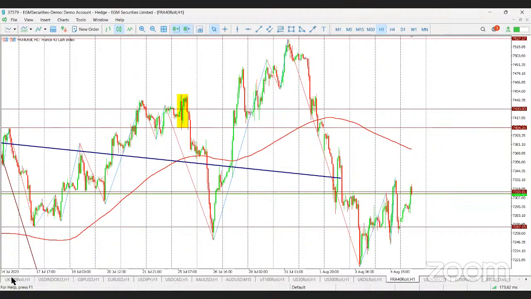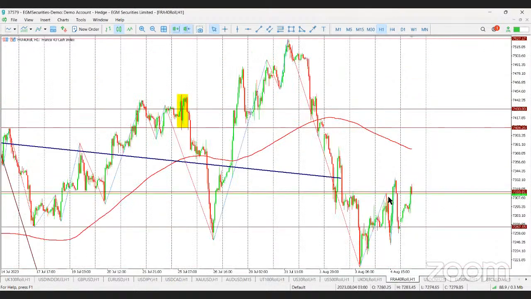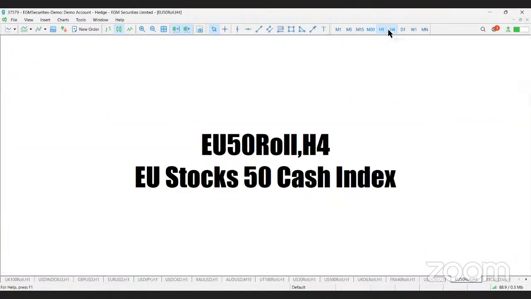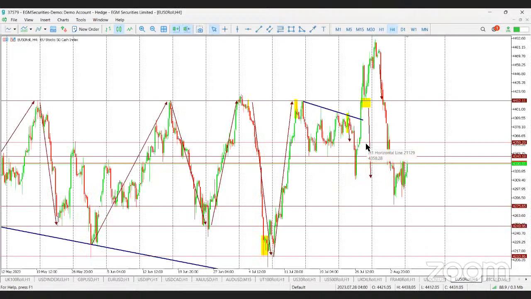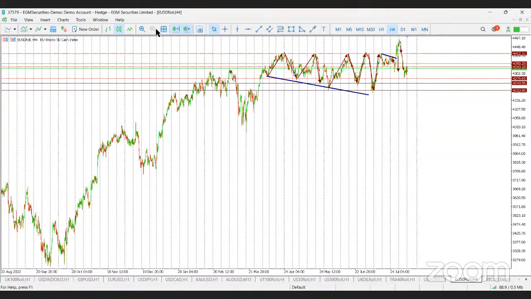We have already seen for the UK 100, it's already in this triangle, and perhaps it will break towards the upper side. So the French 40 index would also make some form of recovery. And also for the Euro 50 Euro Stocks cash index, there was a big sell-off last week. If you go to the forward chart, it's how it looks like. After breaking towards the upper side, it found some form of resistance, and then the market came crumbling back downwards.